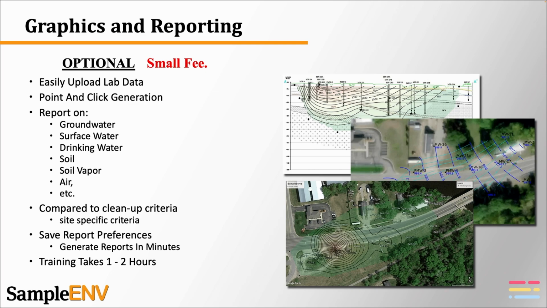Users can generate reports very quickly in a matter of minutes. The first time setting up report preferences is going to take you several minutes. However, once your preferences are set for each type of graphic, you're able to generate those graphics in a matter of seconds from that point on. Users are allowed an unlimited number of graphics to report information on. This is handy for sites with multiple source areas and different types of contaminants across the project site.